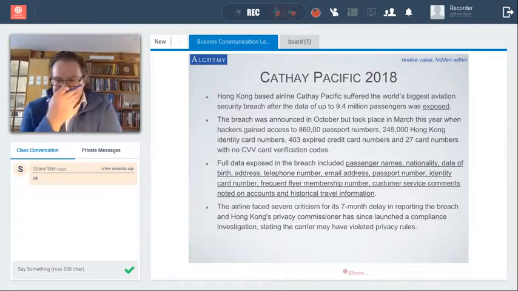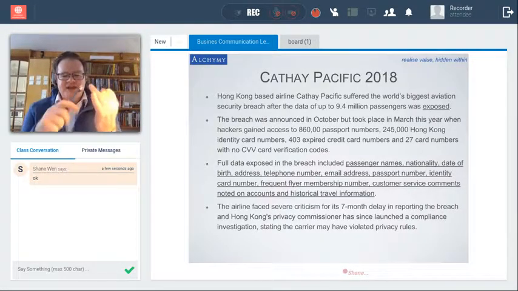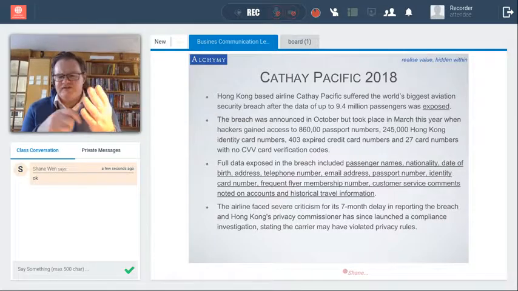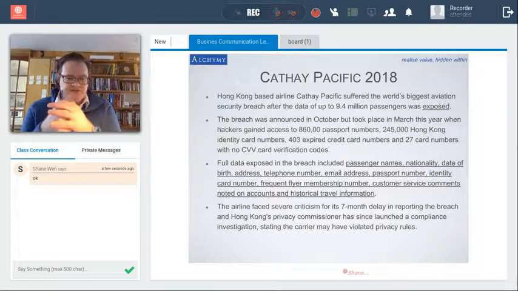I'll just give you one other example. Cathay Pacific, based in Hong Kong, suffered the world's biggest aviation security breach, 9.4 million passengers. So not as big as the 50 million in Facebook, but you see the sort of breakdown there. The data exposed in the breach included names, nationality, date of birth, address, phone number, email address, passport number, ID card number, etc.